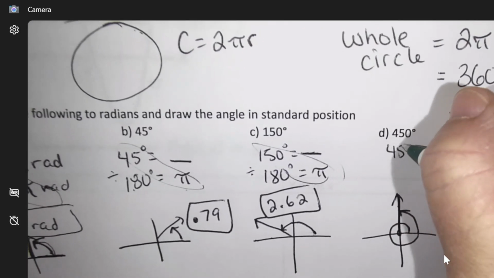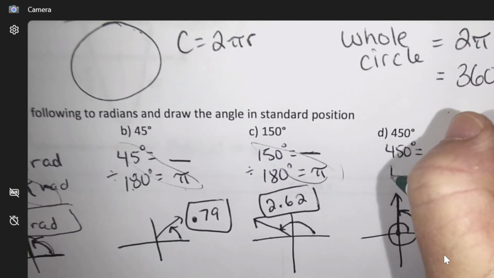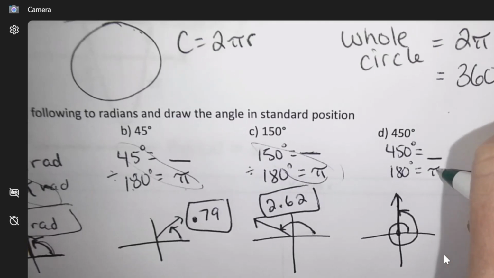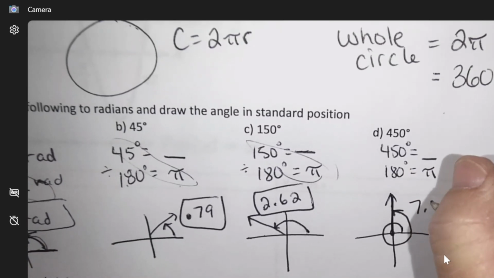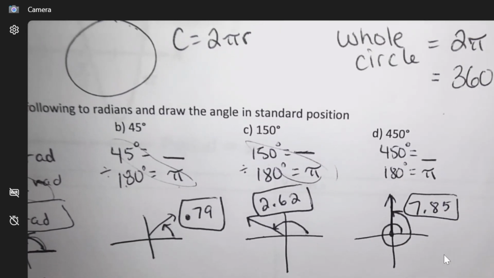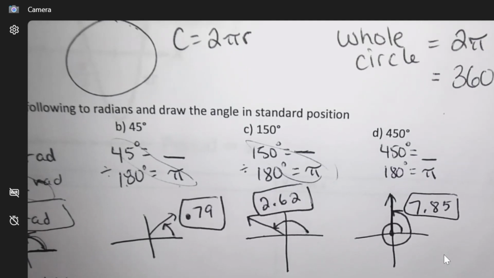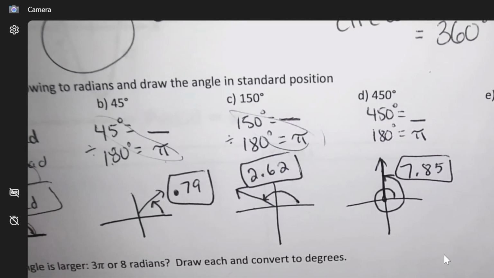Okay, so let's see what this number is. 450 is what when 180 is a pi? So times and divide. This one's going to be bigger, right? Because the whole circle was 6.28, so then I'm going to have to go more than a whole circle.